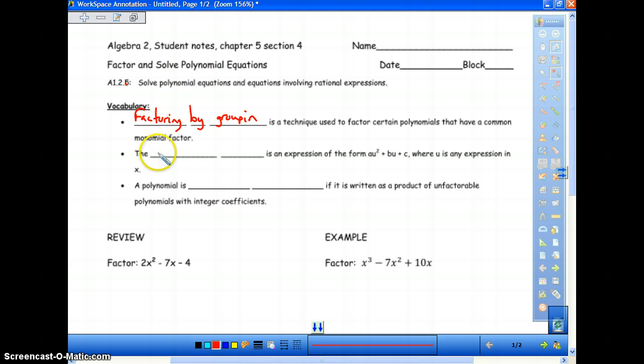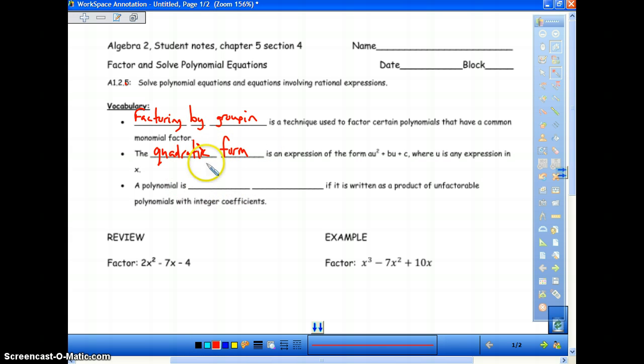Another term is quadratic form. The quadratic form is an expression of the form au squared plus bu plus c. That's just pretty basic. We've talked about that many times.